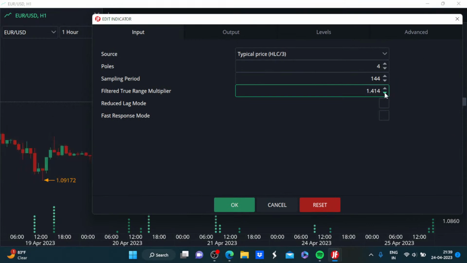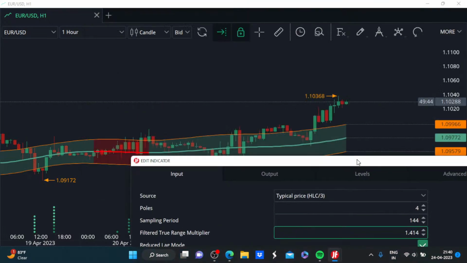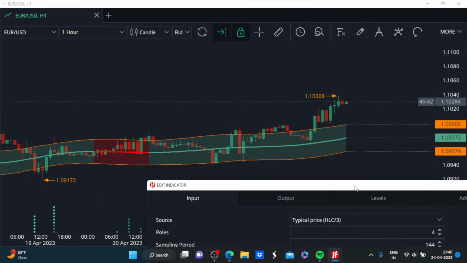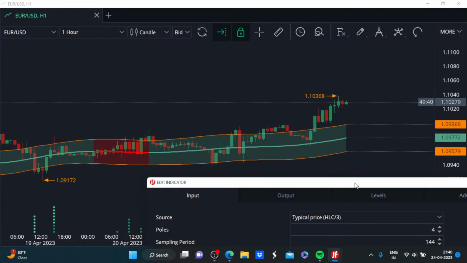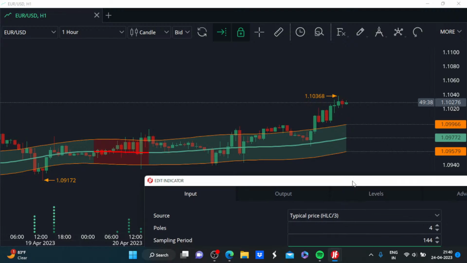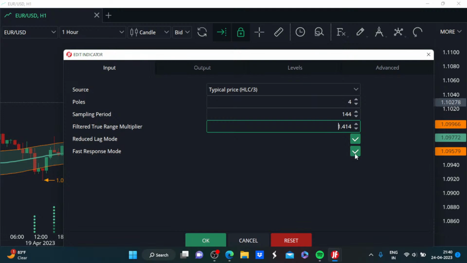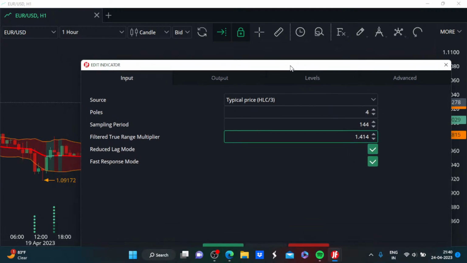Let's revert back. Reduce lag mode, if you opt for this, then the indicator becomes a lot more responsive. It is going to respond quite vigorously to the price fluctuation. Fast response mode, same thing again.